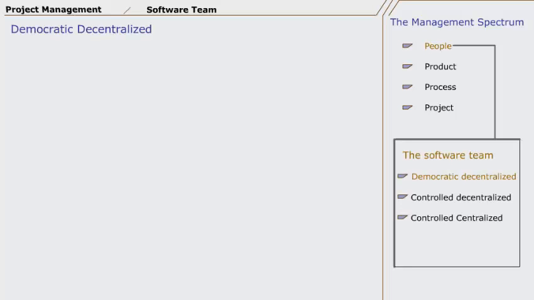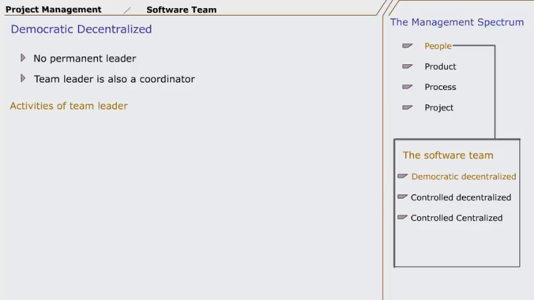Democratic decentralized. Such types of teams do not have a permanent leader. The function of the team leader role is more that of a coordinator. The activities of such type of team leaders are: number 1, team representation with the project manager and other teams. It means representing the work performed by the team, problems encountered by the team members, and decisions taken by the team members.